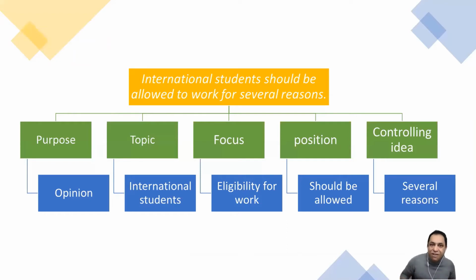I'm going to go over a variety of different topic sentences. International students should be allowed to work for several reasons. If you ask me what kind of topic sentence this is, I should say it's an opinion topic sentence. The purpose is to express an opinion here. What is it about? The topic is international students. What does it focus on? Their eligibility for work. What is the position of the author? Positive, affirmative. They should be allowed to work. And the controlling idea? Several reasons. So this is one very common type of paragraph, the opinion paragraph.